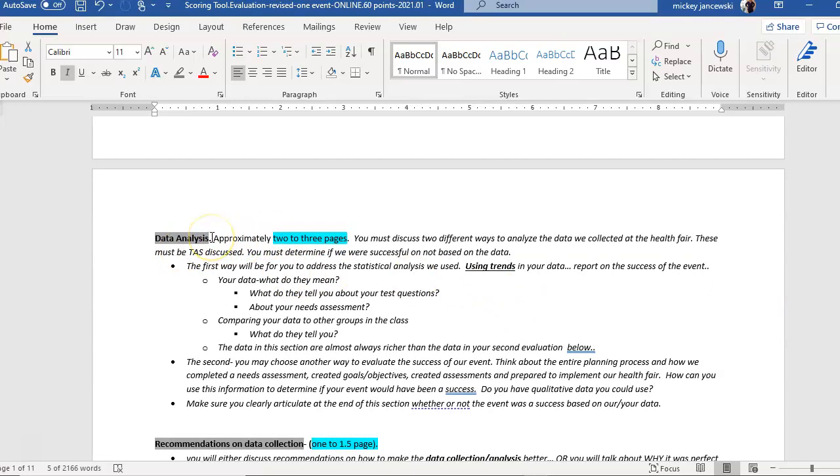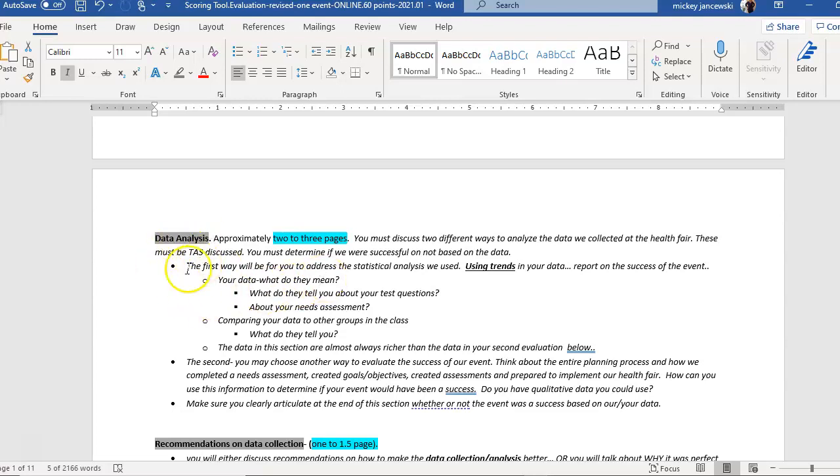Data analysis. This is the hardest part of your paper. This is where most of the points are, and this is where the critical thinking occurs in this paper. This is 2 to 3 pages. It's the biggest section of your paper, and that's because you're discussing very important information.